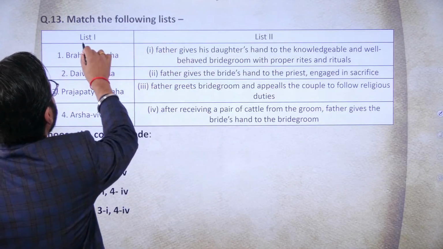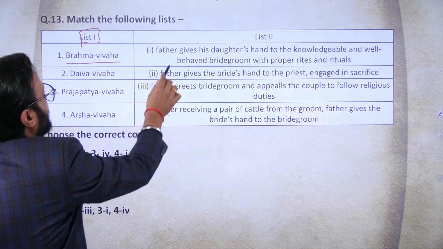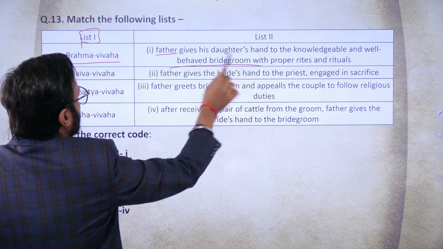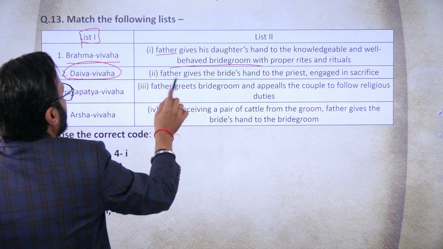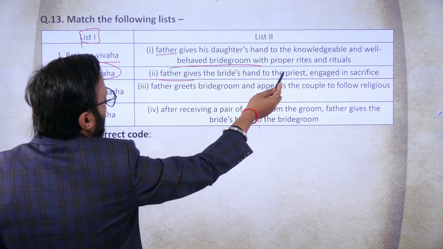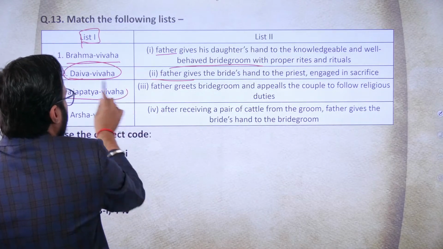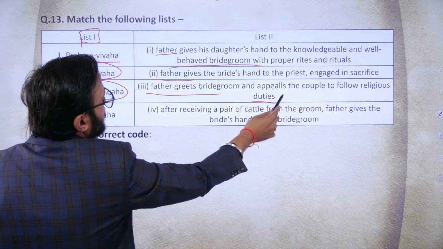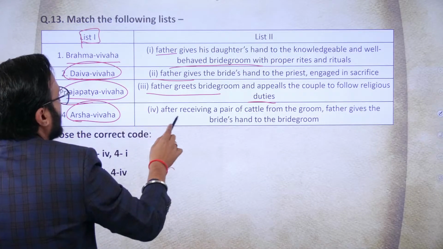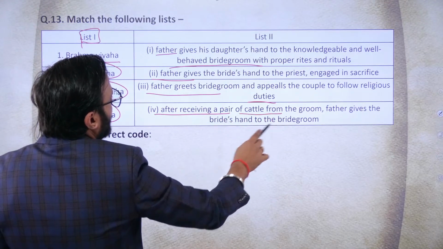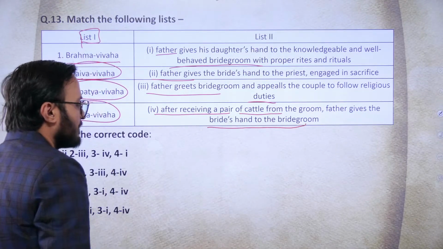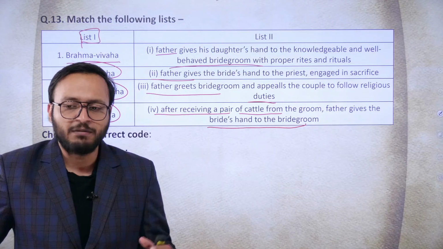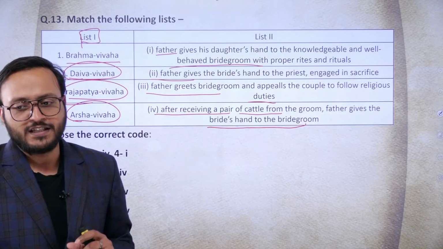Match the following lists. Brahma Vivah, father gives his daughter's hand to the knowledgeable and well-behaved bridegroom with proper rites and rituals. Daiva Vivah, father gives the bride's hand to the priest engaged in sacrifice. Prajapatya Vivah, the father greets the bridegroom and appeals to the couple to follow the religious duties. Arsha Vivah, after receiving a pair of cattle from the groom, father gives the bride's hand to the bridegroom. Okay. Now I hope that everybody would be able to relate with this description.